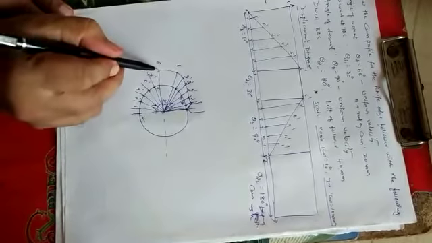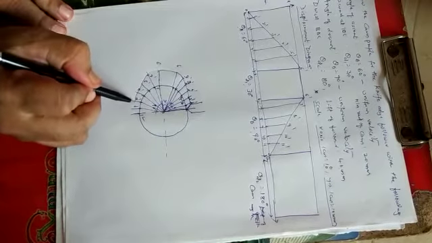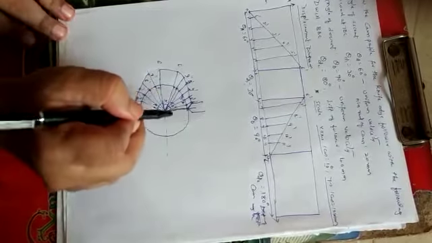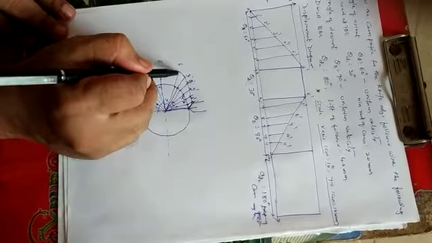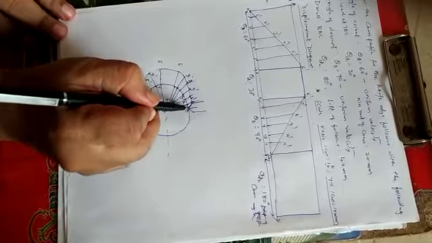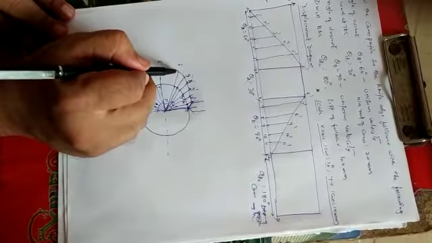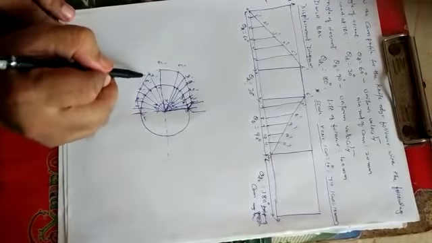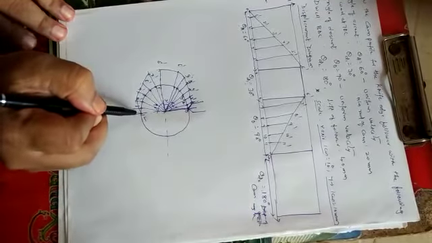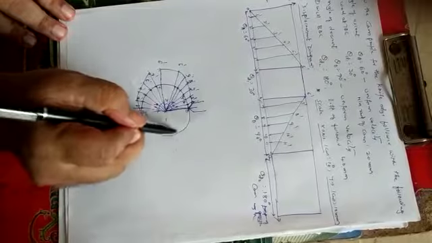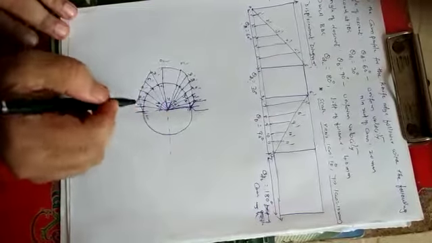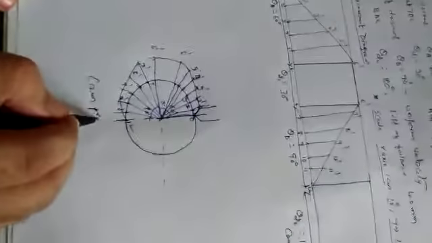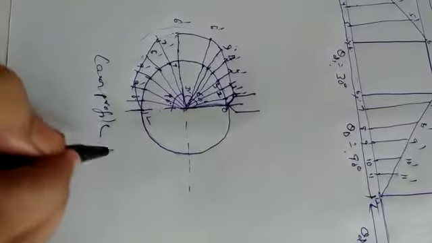If I join all these points, you can see the cam profile. Starting from this 0, 1 dash, 2 dash, 3 dash, 4 dash, 5 dash, 6 dash, then 7 dash, 8 dash, 9 dash, 10 dash, 11 dash, and finally 12. If you join this, this is the complete cam profile for the knife edge follower.